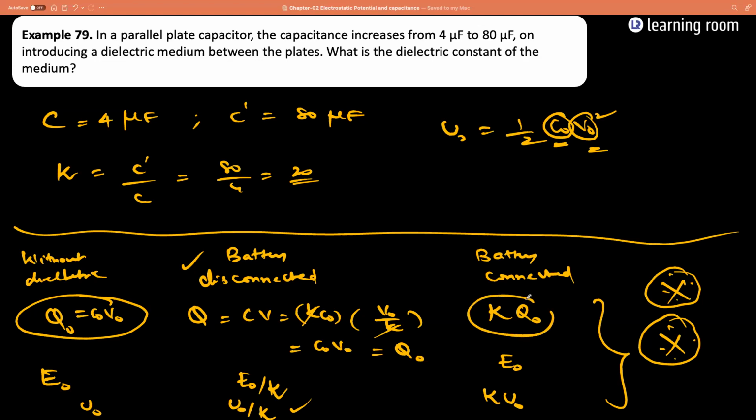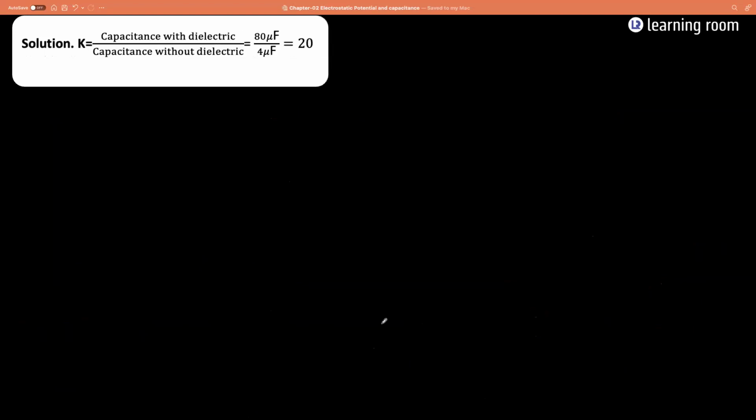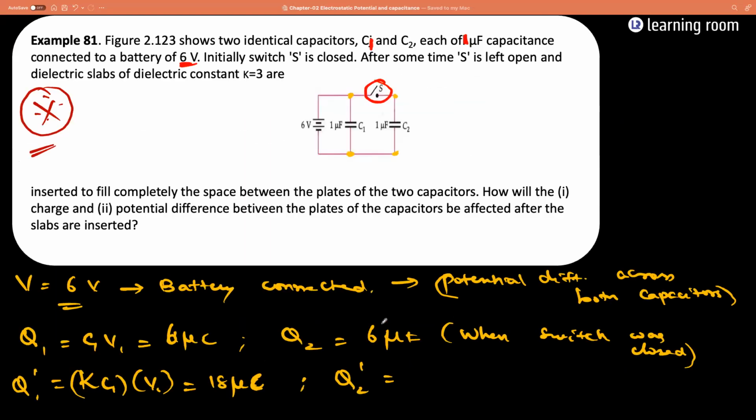When the battery is connected, it becomes kappa times Q naught. But when the battery is disconnected, it is still Q naught. So what will be the answer? It will not be 2. Rather, it will still be 6 microcoulomb only.